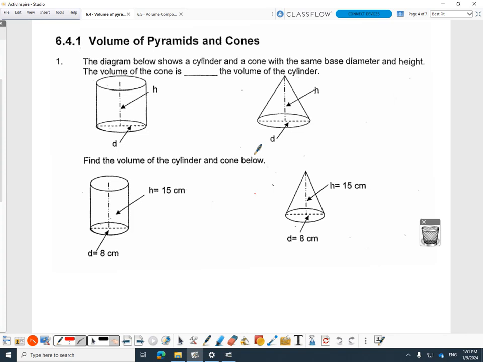Of more complicated shapes. I like how I said that. I know the title says volume of pyramids and cones, but I want to demystify how complicated these are actually for you. And you might have seen this before actually. The diagram below shows a cylinder and a cone with the same diameter and height. In the picture, those are the same size, except one's a cylinder and one's a cone.